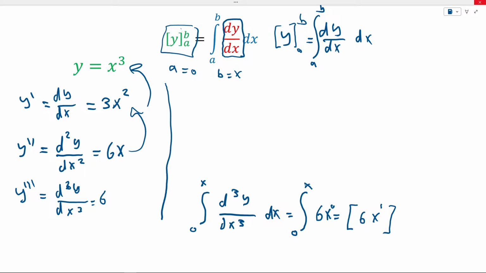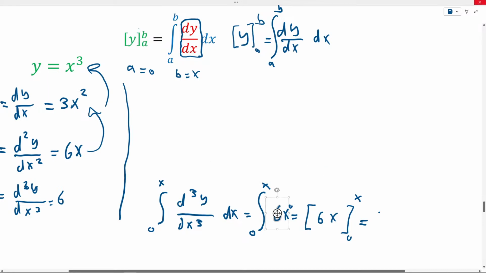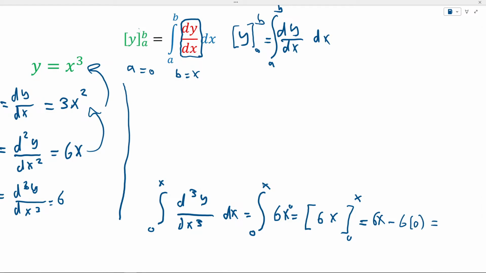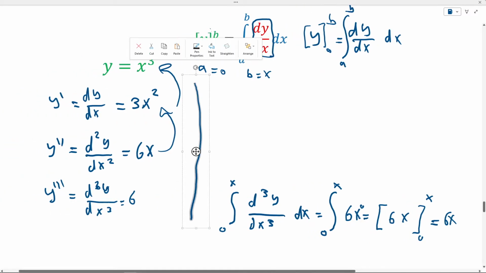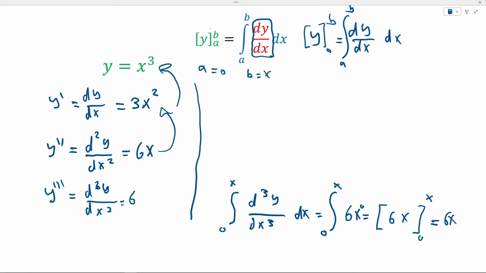Yeah. And I'm evaluating this from a to b. So from a to b, I substitute: 6x minus 6 times 0. And so that's 0. So I got 6x. Wow. What did I get here? I got this guy. That's the fundamental theorem of calculus. Yeah. You integrate the derivative, you get the original function. So that's my original function.